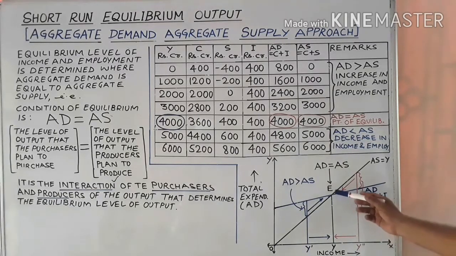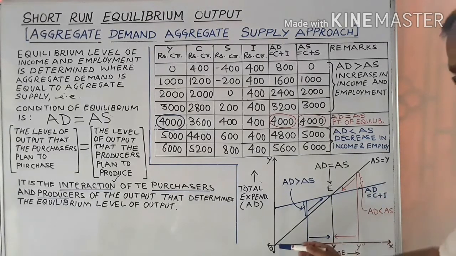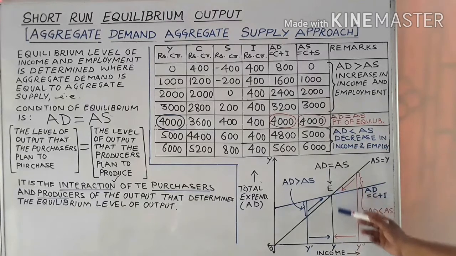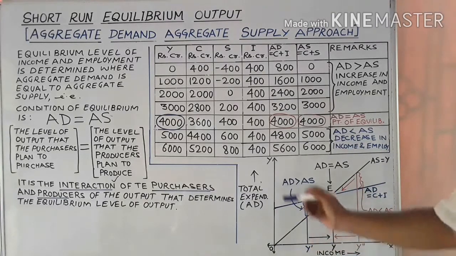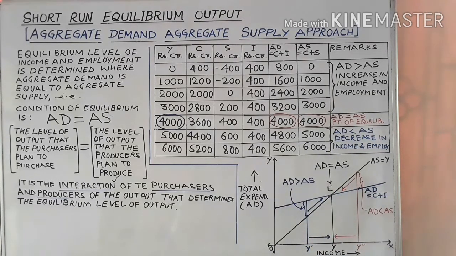point of equilibrium where AD is just equal to AS. What is AD? That is EY, and what is AS? That is OY. That is, EY is equal to OY at this equilibrium level of income, that is OI, and OI is the equilibrium level of income in the economy where aggregate demand and aggregate supply both become equal.